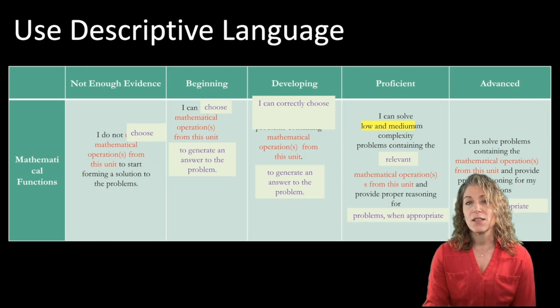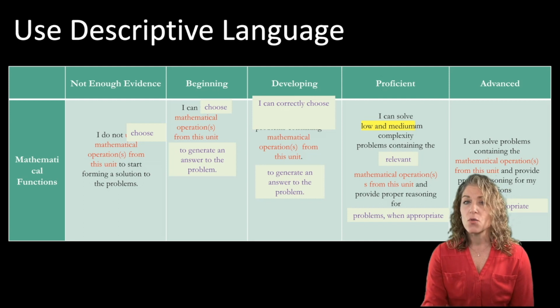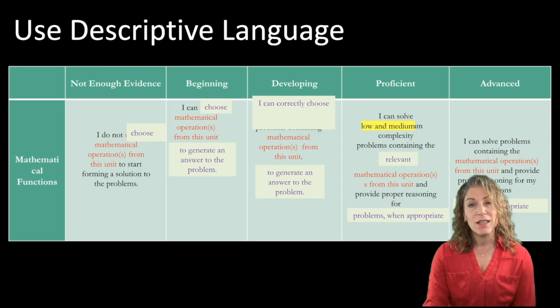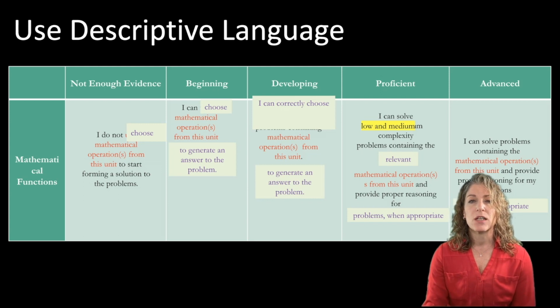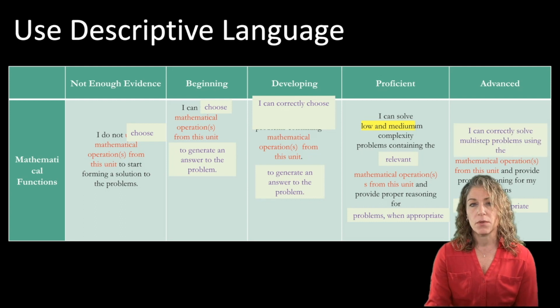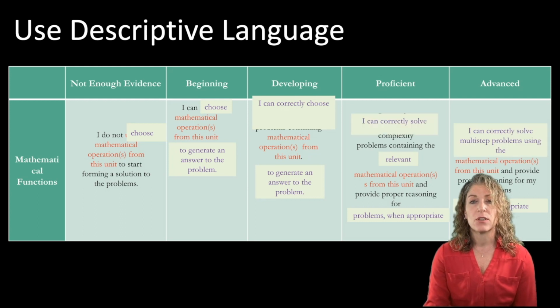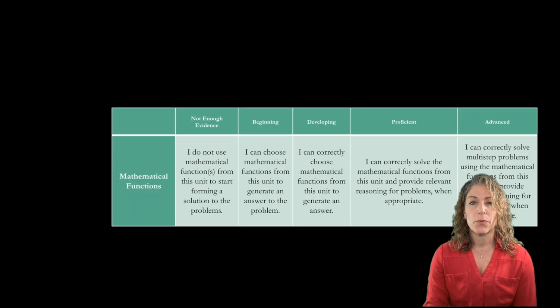Lastly, at the advanced level, we can now specify advanced complexity. By default, that means low and medium complexity is what we're dealing with at the other levels, so that doesn't have to be overtly stated anymore. We've already gotten rid of the low-medium terminology, but instead of saying advanced complexity, I would write multi-step problems. And of course, at this level, it should be correct. So here's our newly edited learning progression.